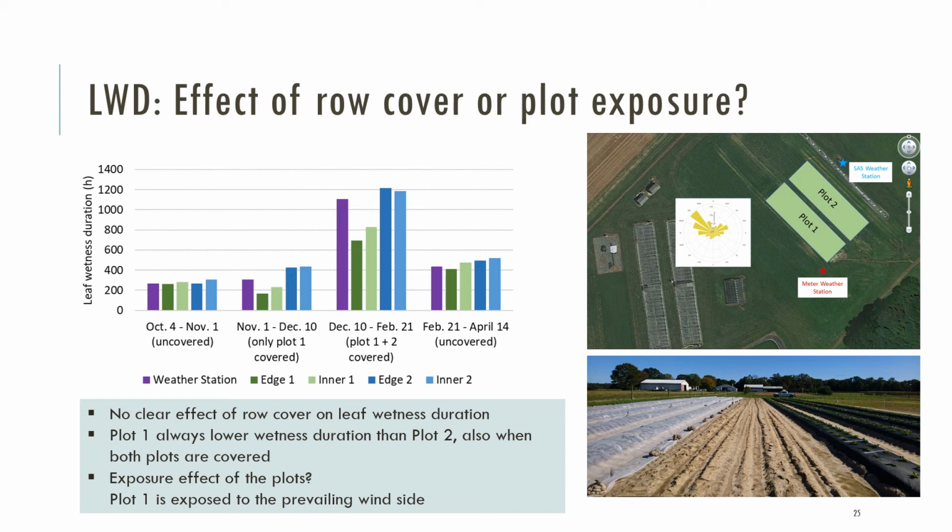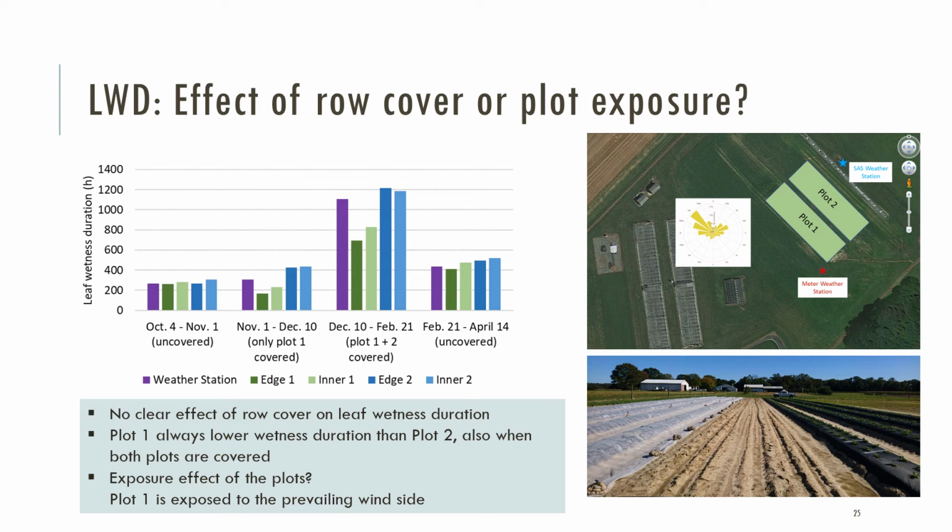So looking at this chart, the weather station is again purple, and then the two green bars represent the inner and edge rows for the covered plot, and the blue bars represent the inner and edge rows of the uncovered plot in fall. If we look at the uncovered period between October and November, there are no great differences between the Atmos weather station and the canopy level sensors.